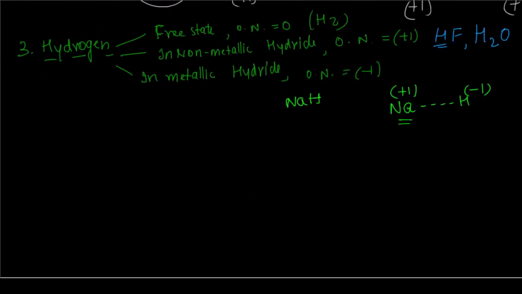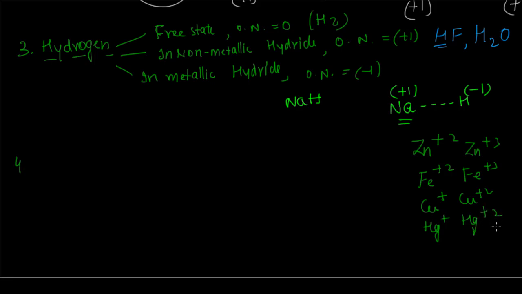Next, let's learn another rule for a particular kind of metal. Metals are electropositive elements in general, but for two very special groups of metals, we have fixed oxidation numbers. D block elements exhibit variable oxidation numbers. For example, zinc can exhibit +2 and +3, iron can exhibit +2 and +3, copper can exhibit +1 and +2, and mercury can exhibit +1 and +2. So these D block elements exhibit variable oxidation states.